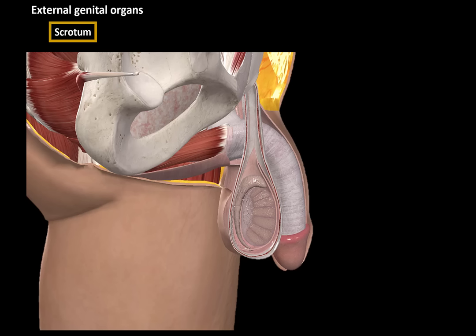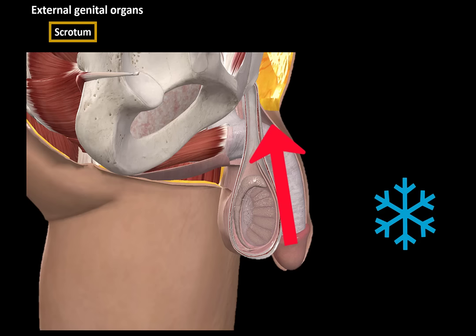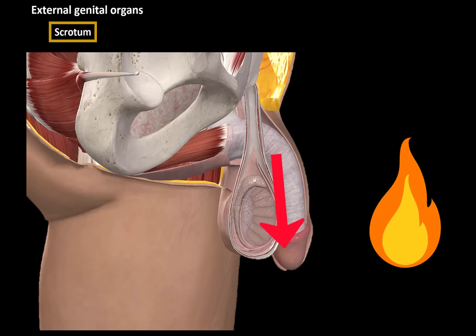and this is to ensure the optimal spermatogenesis, because the optimal temperature for spermatogenesis is a little colder than our core temperature. If it gets too cold outside, the cremaster muscle contracts and pulls the scrotum upwards towards the perineum. Similarly, if it gets too hot, the cremaster muscle relaxes. Alright, so the layers are as follows.